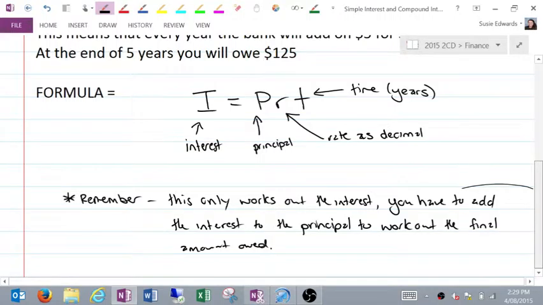So our formula for simple interest: interest equals principal times rate times time. We need to remember that this is the interest only, and the other sorts of formulas we're going to use later on in the lesson don't find the interest, they find our final amount, okay? So this just finds the interest. If we need to find the final amount owed, we add the interest to the principal. Everyone okay with that? Yes?